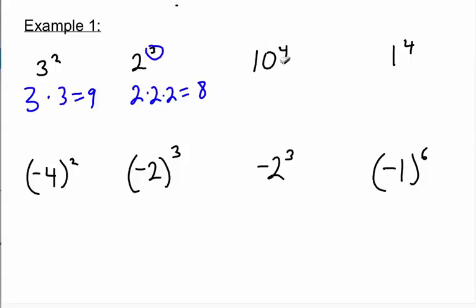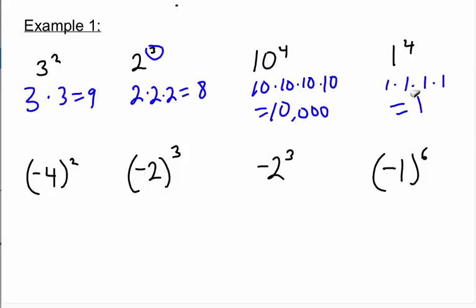Next, we have 10 to the power of 4, so that's just 10 times 10 times 10 times 10. And powers of 10 are pretty easy because you're just going to get here 4 zeros. 1, 2, 3, 4. 4 zeros. So it's 10,000. And powers of 1 are pretty easy too, because this is just 1 times 1 times 1 times 1, which equals 1. So 1 to the power of any number is going to give you 1, actually.